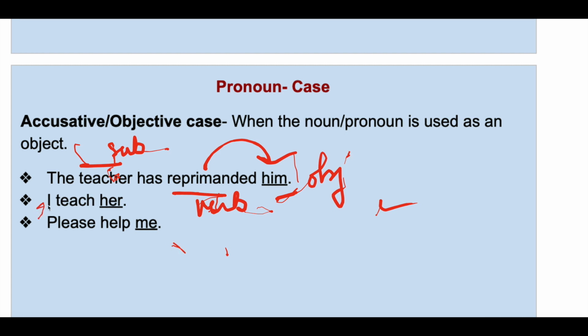I teach her. Teach is an action. Teach is a verb. Who teaches? I. So this is the subject, and who is receiving this verb? Who is the recipient? This person. So this is the object. Please help me. Now someone will help. Now here subject is not present, only object is present, because help will be received by me. So this is the difference between subjective case and objective case of pronouns.